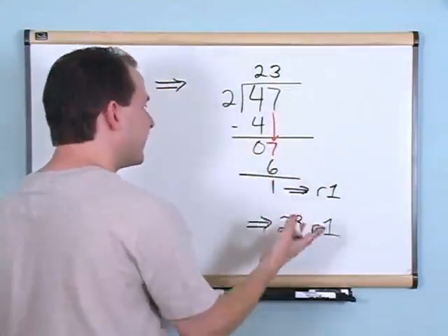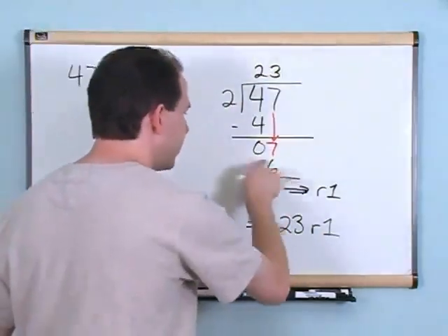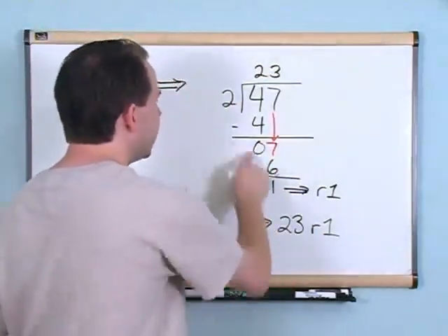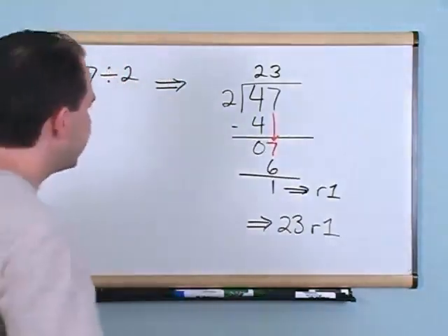2 times 3 is 6, which is pretty close to 7, but not too much. So 2 times 3 gave us 6. You subtract again. Again, we cannot divide 2 into 1, and there are no more numbers to drag down, so you're done. You can't do any more.